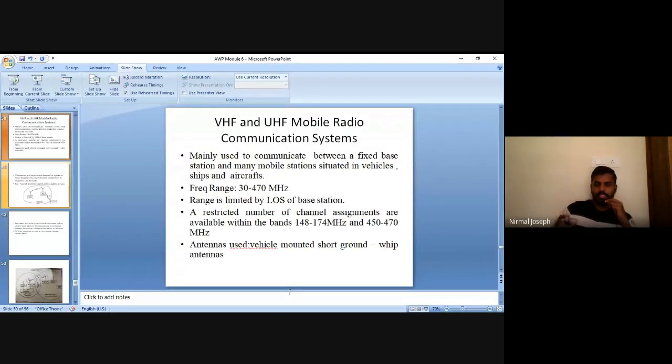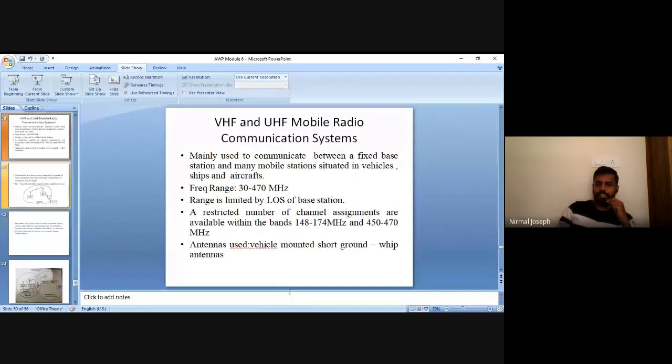You might have also seen this handset used by air traffic controllers while aeroplanes are landing, and on ships also they will use it, because the ship is very large. From one side to another side, it is not possible to hear. So they will use this type of communication sets. That is only very high frequency and ultra high frequency mobile radio communication system.